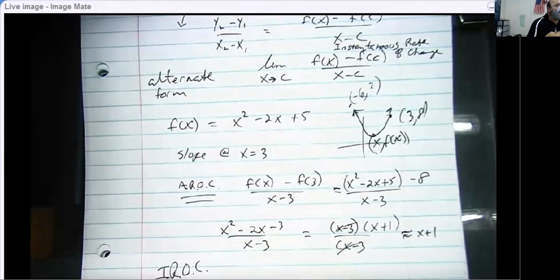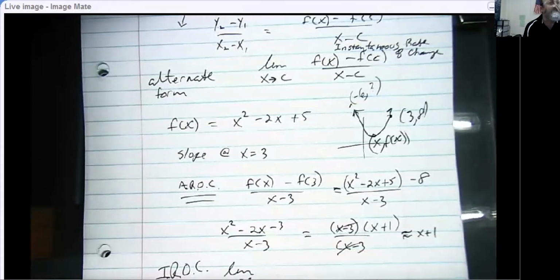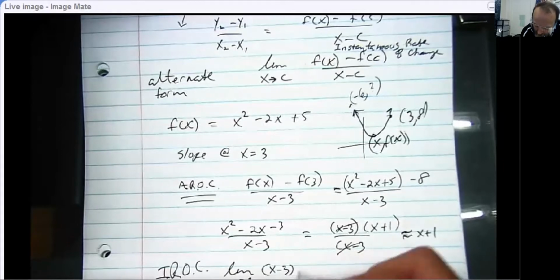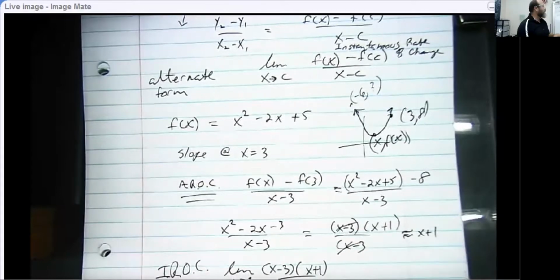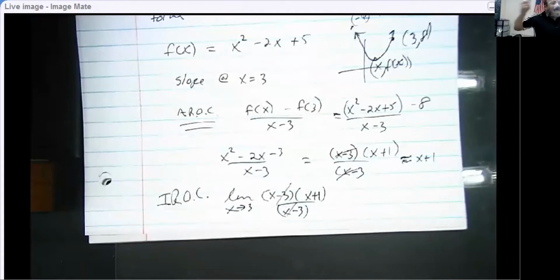But if I make it instantaneous rate of change, which is called IROC, what do we add to the mix? We say, I want to know what happens as x gets infinitely close to the number 3. So if I get x getting infinitely close to the number 3, I'm going to go back in time to this one right here. What happens as x gets infinitely close to the number 3? Now keep in mind, if these things don't literally touch the number 3, as long as you say it's infinitely close, we can cancel those out.